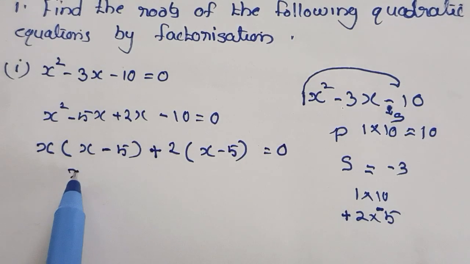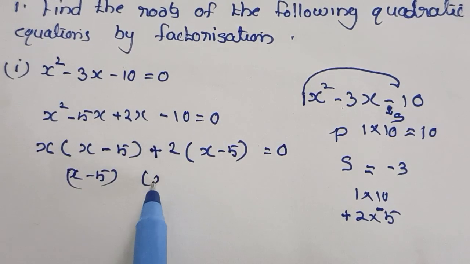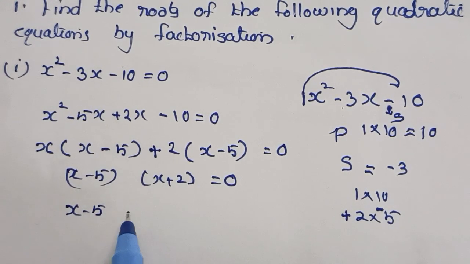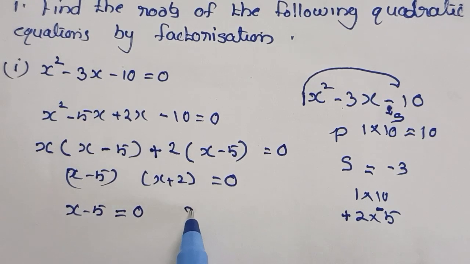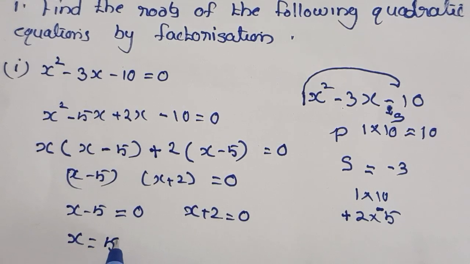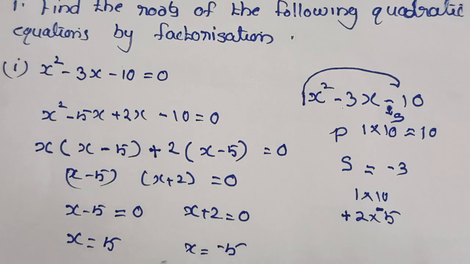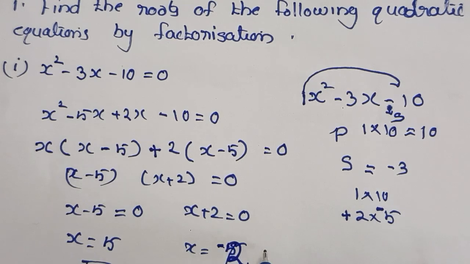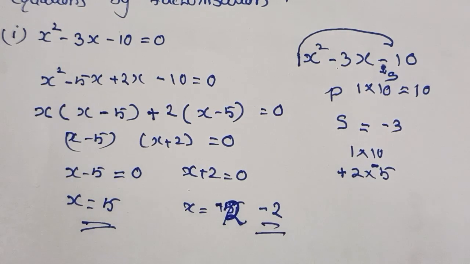Okay. x minus 5 into x plus 2 equal to 0. We have x minus 5 as the first factor. Therefore, x minus 5 should be equal to 0 or x plus 2 equal to 0. That gives x equal to plus 5 or, it's not plus 5 here, x plus 2 equal to 0 means x equal to minus 2. Therefore, the solutions are 5 and minus 2.